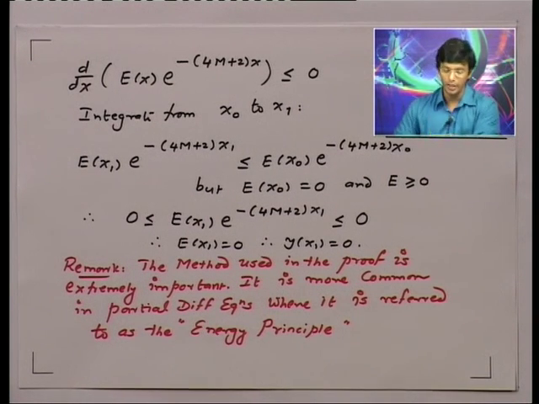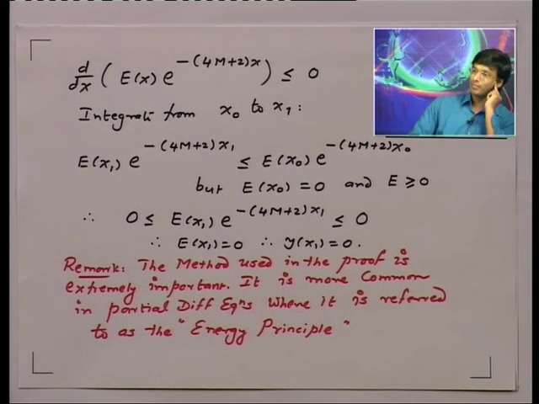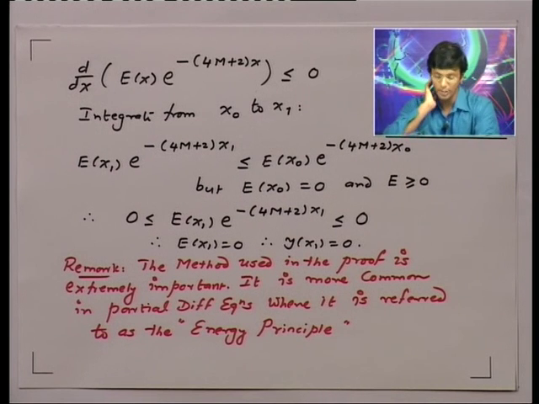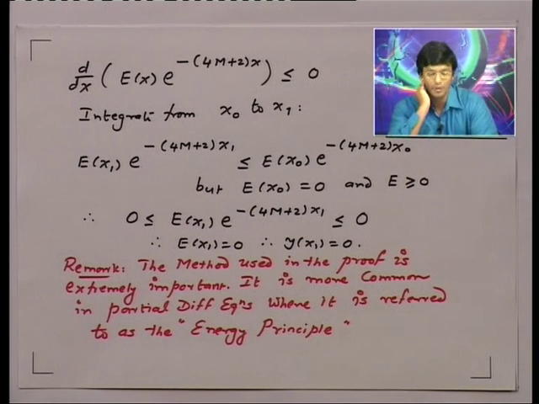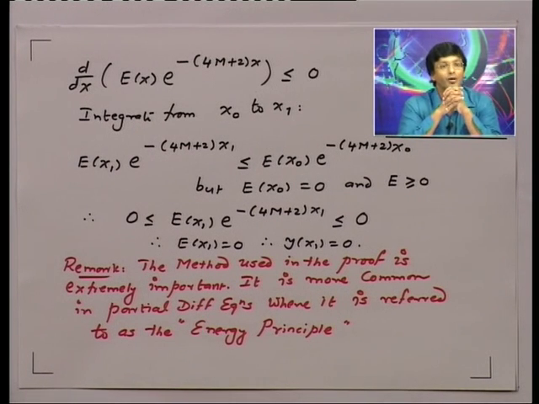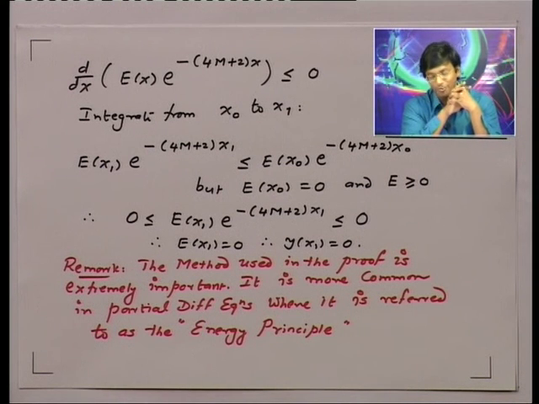Correct. Now integrate this inequality from x naught to x1, and what do we get? We get E(x1) times e to the power minus (4m plus 2)x1 less than or equal to E(x naught) times e to the power minus (4m plus 2)x naught. But what is E of x naught? What is our condition? That y of x naught is 0 and y dot of x naught is 0, which means that E of x naught is 0. So what are we left with? E(x1) times e to the power minus (4m plus 2)x1 less than or equal to 0.